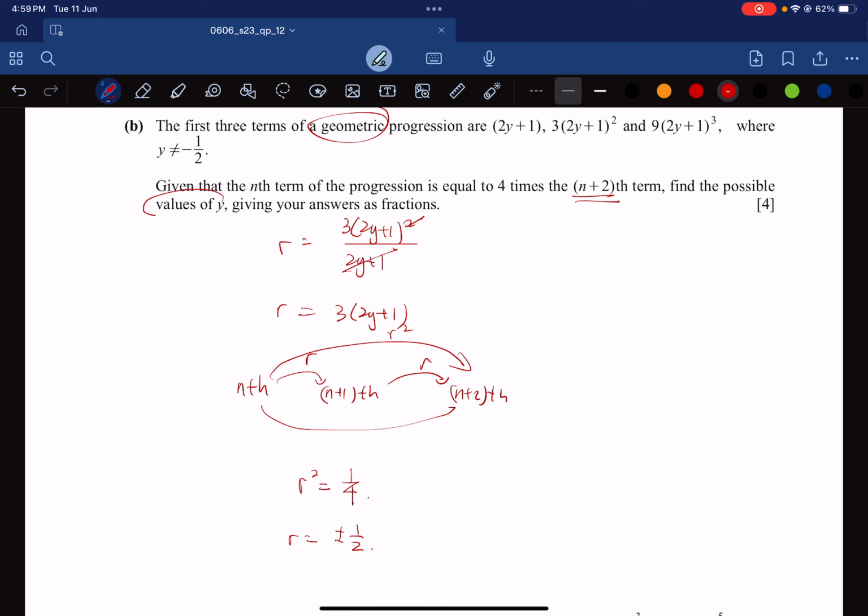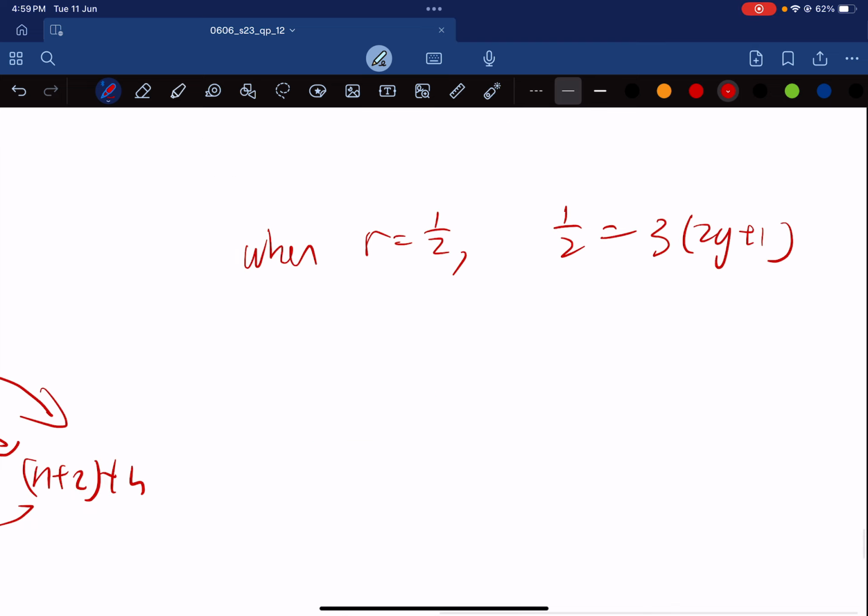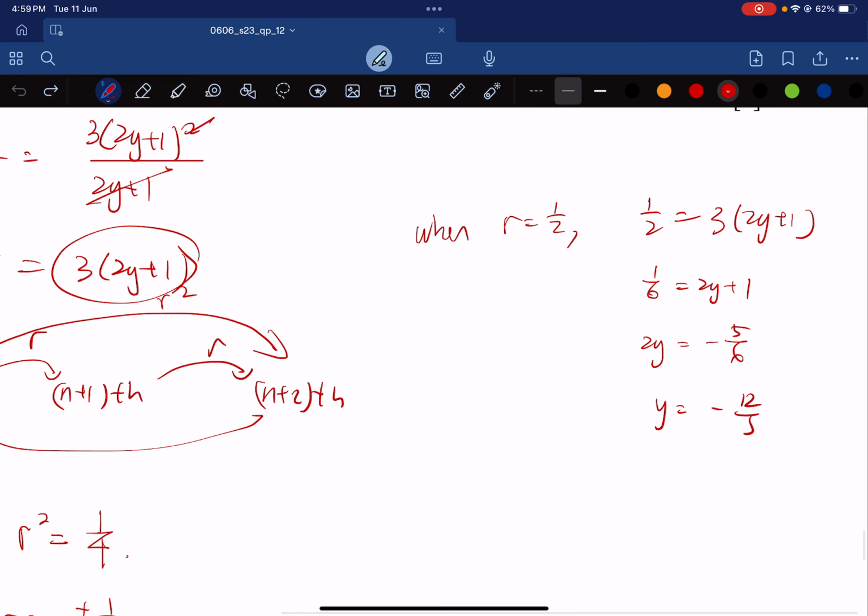Find the possible values of y. So when r equals 1 over 2, 1 over 2 equals 3 times (2y plus 1). So 1 over 6 equals 2y plus 1. 2y equals negative 5 over 6. y equals... wait, negative 5 over 12.